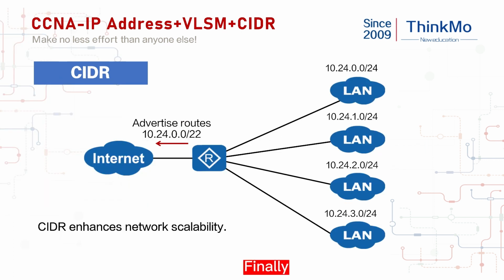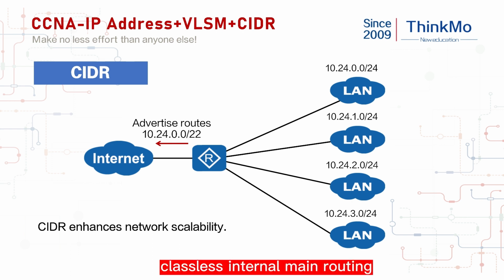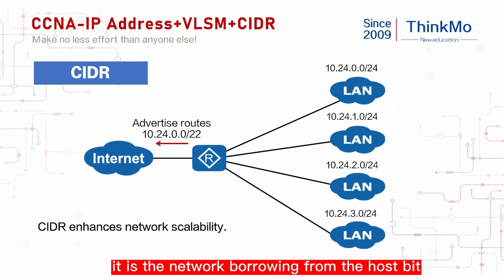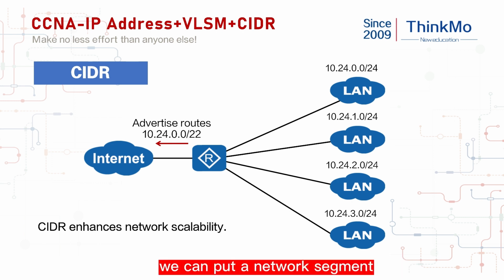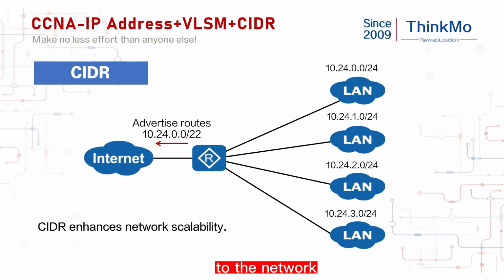Okay. Finally, let's briefly talk about classless interdomain routing. There will be a new format here. Classless interdomain routing. VLSM we talked about is the network borrowing from the host bits. We can put a network segment into multiple different subnets, for a large community, make some logical divisions. Each subnet corresponds to an address range.